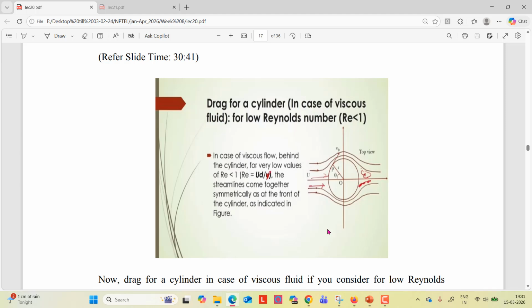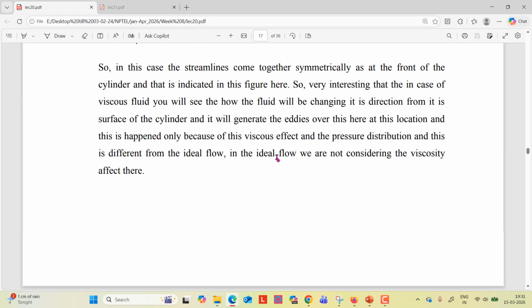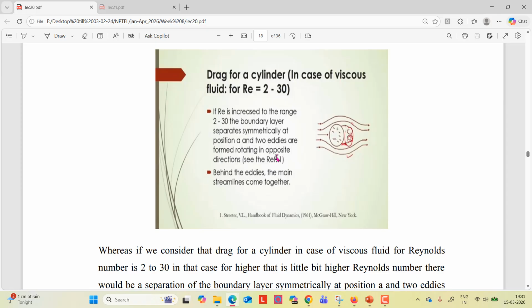So they are showing the drag for a cylinder when the Reynolds number is very low, less than 1, how it is looking. I will come to that again in a better way, with better explanation. Right now, you just see this. So now when the Reynolds number is varying between 2 to 3, you can see that chaotic motion started coming, right? These chaotic motions are called eddies.